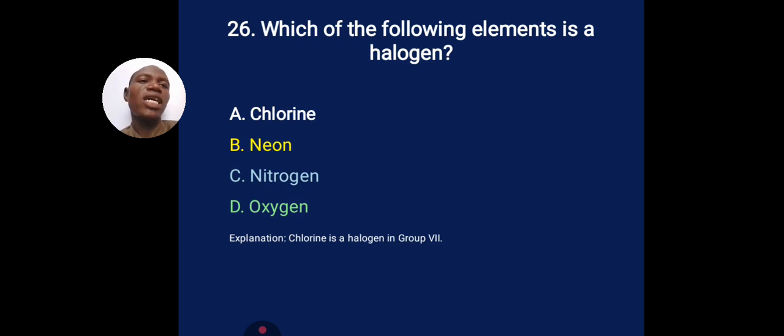Which of the following elements is a halogen? Halogen is a group. Remember, we have metals, metalloids, chalcogens, halogens, and we have noble gases. All these are groups. You should know them. Halogens are salt formers. They are group 7 elements: chlorine, fluorine, iodine, bromine, astatine, and so on. So, chlorine is the correct answer here.